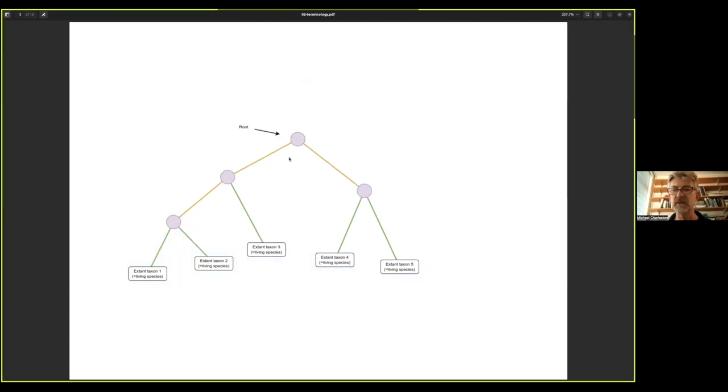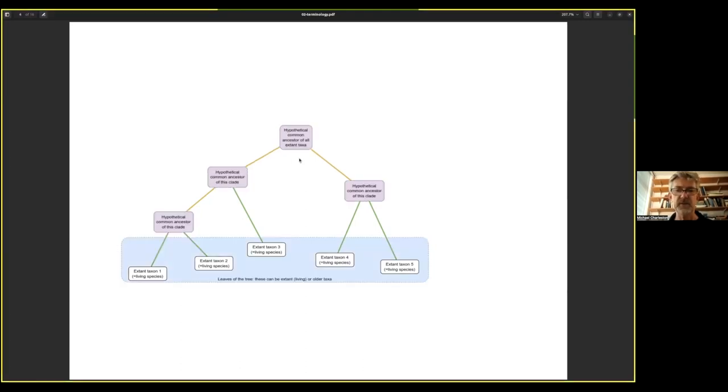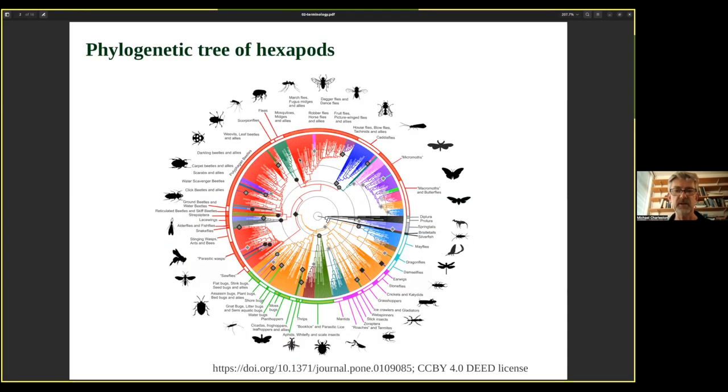One node is very important in this tree. It's called the root. And according to this tree, which is a statistical estimate of the relationships between the species, it is the common ancestor of all of the extant taxa. So it goes at the top of the tree in this representation. I'll just skip back to the first tree we saw, the big circular one.